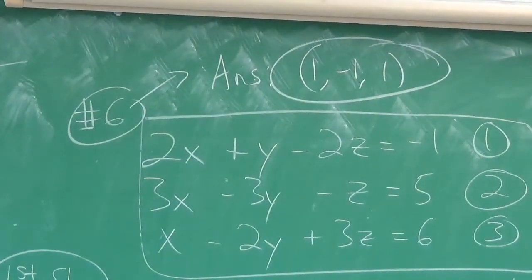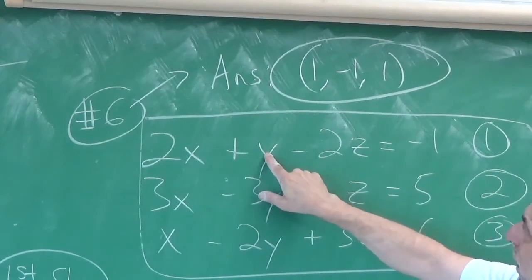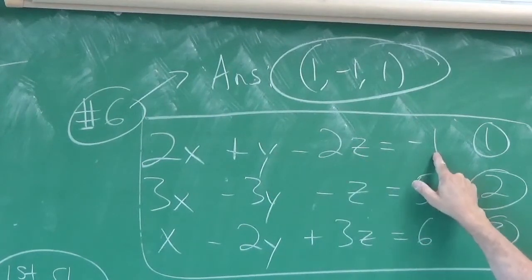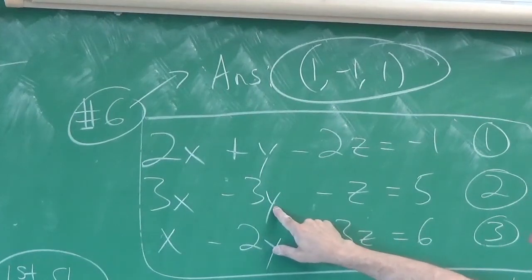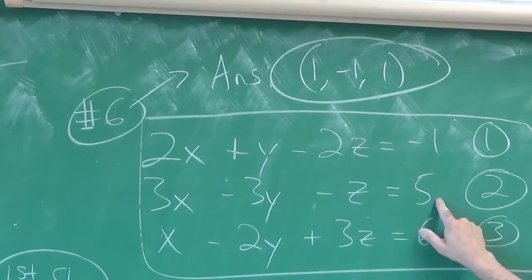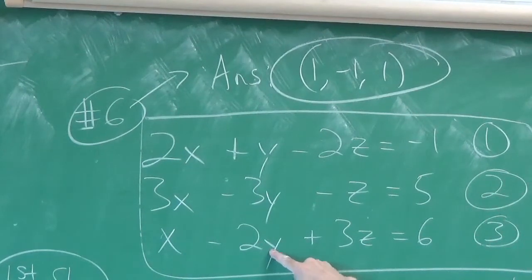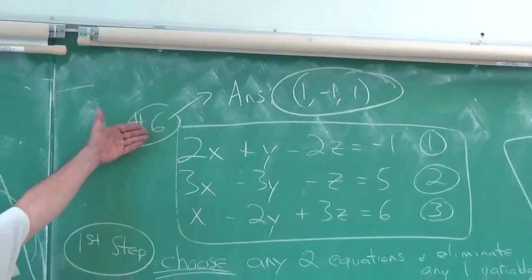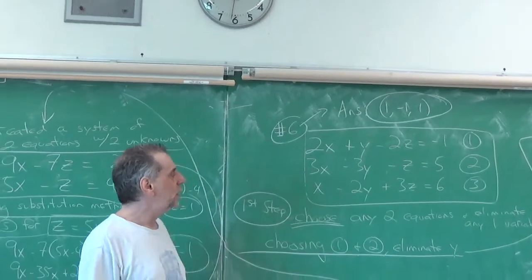And of course it's a good idea to check. 2 times 1 is 2, 2 minus 1 is 1, 1 minus 2 is negative 1, so that one checks. 3 plus 3 is 6, 6 minus 1 is 5, that one checks. 1 plus 2 is 3, plus 3 is 6, so we have no doubt that we got it right. All right, so that is an example of three equations with three unknowns.